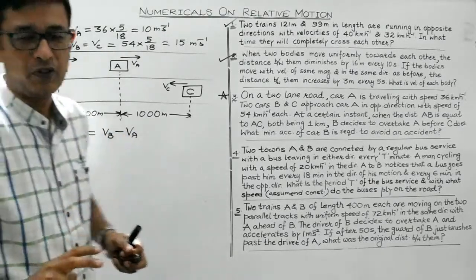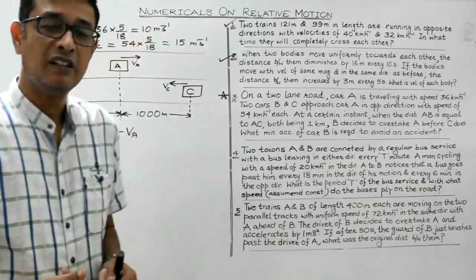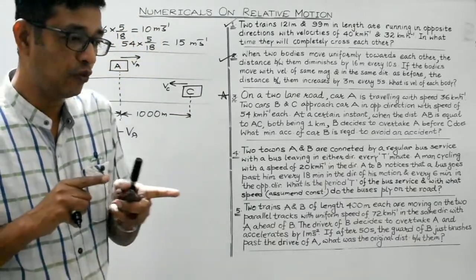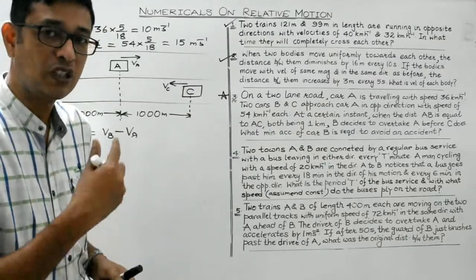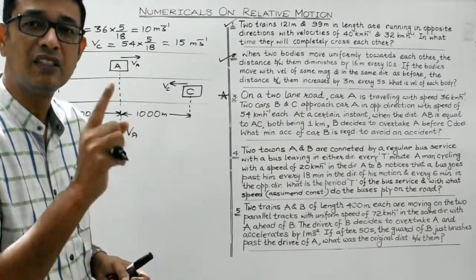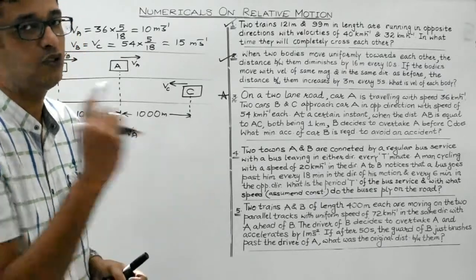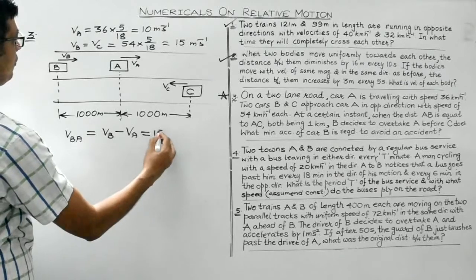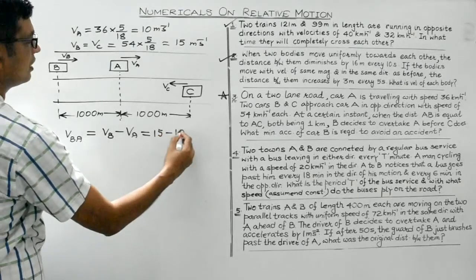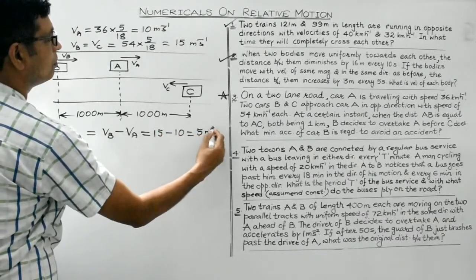Students, always remember, we have done it in the theoretical part, that whenever two independent bodies are moving in the same direction, then the relative velocity of one body with respect to the other is always given by the difference in the magnitude of their individual speeds. So that is what I have written over here. VB is 15 and VA is 10, so it will be 5 meter per second.